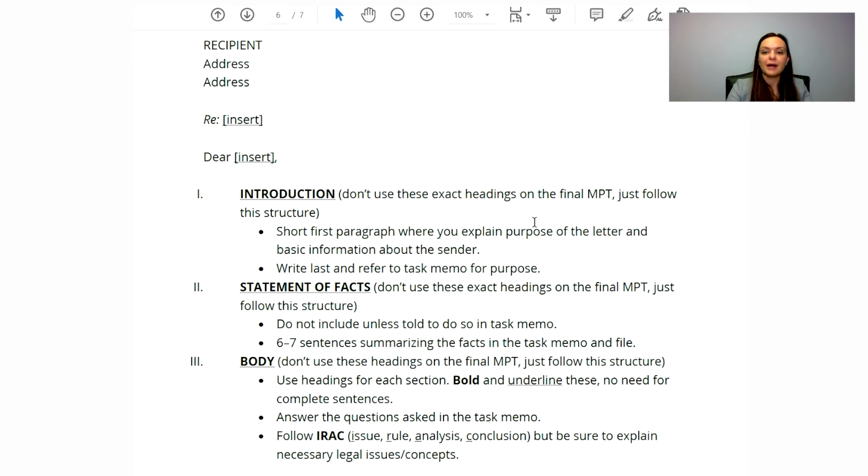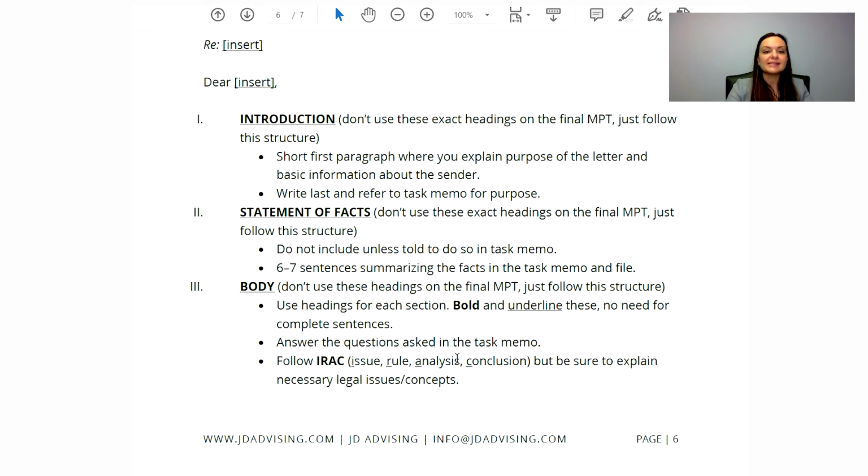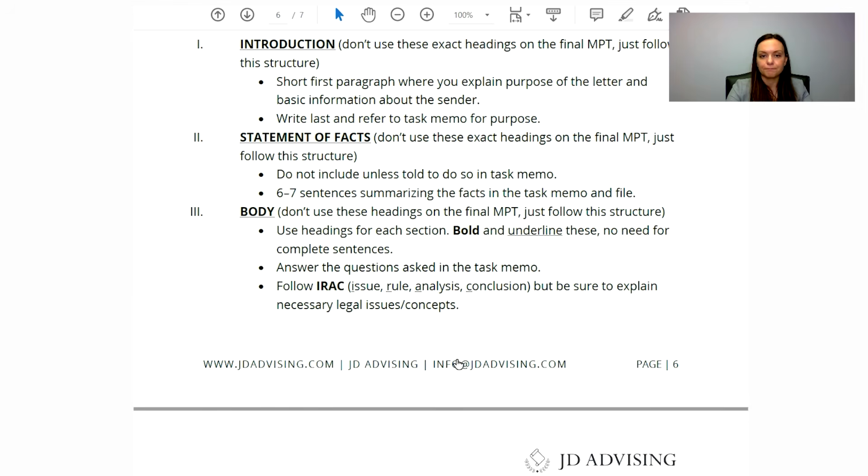So in your intro, again, you're explaining the purpose of the letter and basic information about you. Write this last. Next up is your statement of facts. Don't include this unless you're told to do so. So again, remember you want to follow instructions. If this is something they ask you to include, write it last. This is where you're going to summarize those pertinent or relevant facts.